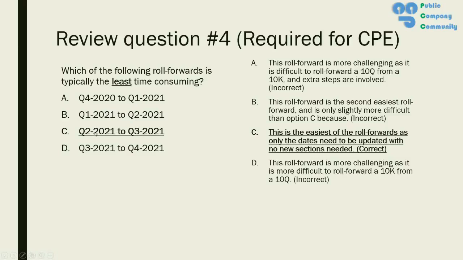This one is by far the easiest, the Q2 to Q3, because all we do is copy and paste. And if you're using something like Workiva or Donnelly, their active disclosure, then you really just update the date once and it will flow through to the rest of the document. And again, this Q3 to Q4 is not that easy of a roll forward because we're going from a 10Q to a 10K, and that becomes a little bit more challenging.